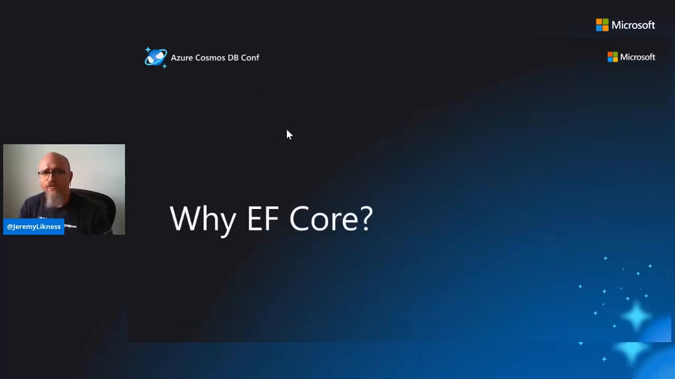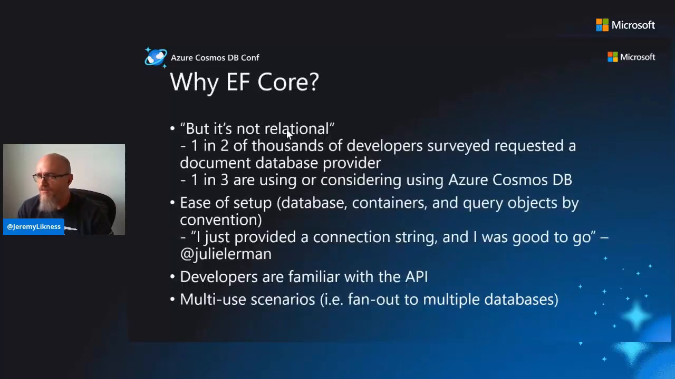So let's get started. The first question I often get is, why do we even care about Entity Framework Core and Azure Cosmos DB? That's a great question. One of the things we did is survey thousands of developers who use Entity Framework Core. And half of those developers, that's 1 in 2, said their most requested feature to add is a non-relational database provider connecting to some sort of document database, either including features in Azure Cosmos DB or some other provider.